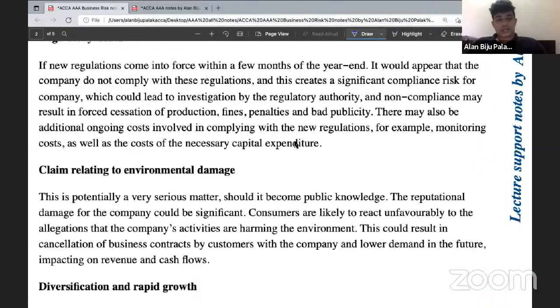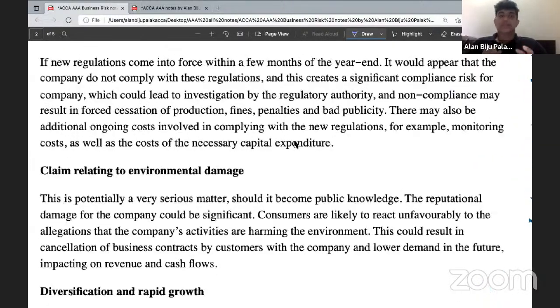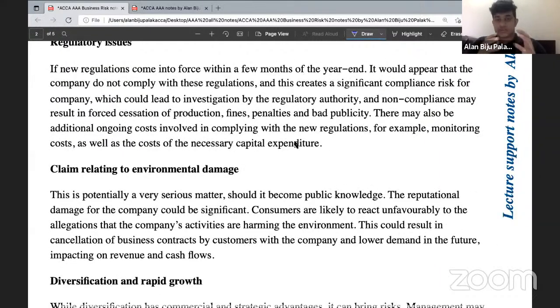Then, suppose there are some claims against the company regarding environmental issues, or regarding the environmental damages that the company has caused. If there are any claims against the company, then what will happen? Automatically, there's a possibility that we need to pay a huge amount of penalties and fines again, and spend money on the company's compliance issues. And again, there can also be chances of having some reputational damage for the company.